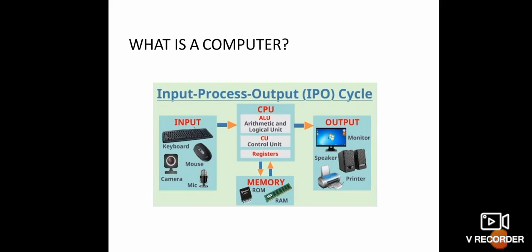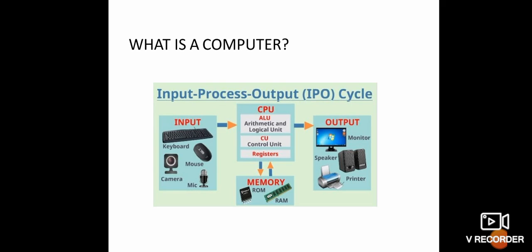Here you can see the input process output cycle, that is called an IPO cycle. The input is given to the computer by using input devices like keyboard, mouse, camera, mic, etc. Then the CPU has an ALU, the arithmetic and logic unit, which performs arithmetic and logical calculations. Then we have the control unit, which controls the whole computer, whereas the registers are mainly used to transfer the control statements from the CPU to the memory.